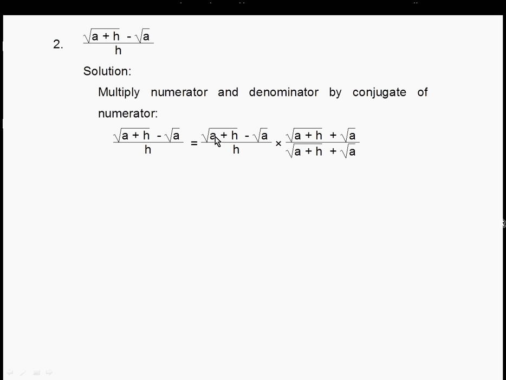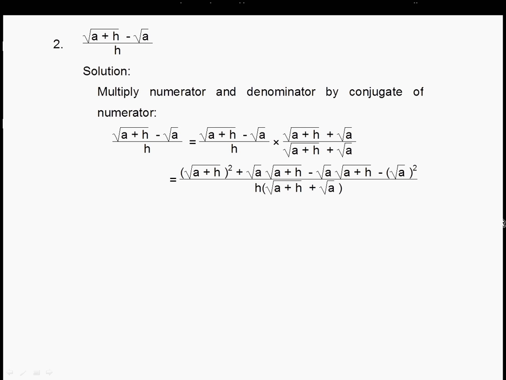So I'll have square root of a plus h squared, plus square root of a times square root of h, minus square root of a times square root of h, and then minus square root of a squared. The outer and inner add up to be 0. Square root of a plus h squared is a plus h. Square root of a squared is a. I'm going to leave that. I'm not going to distribute the h. I just don't want to do it.